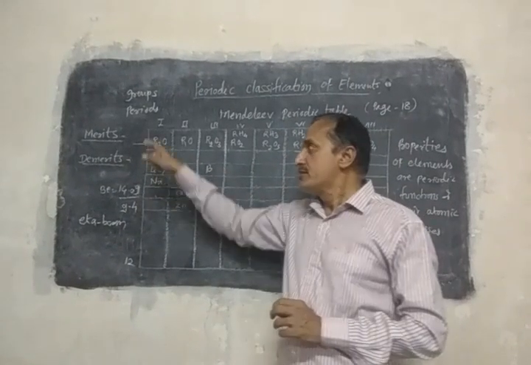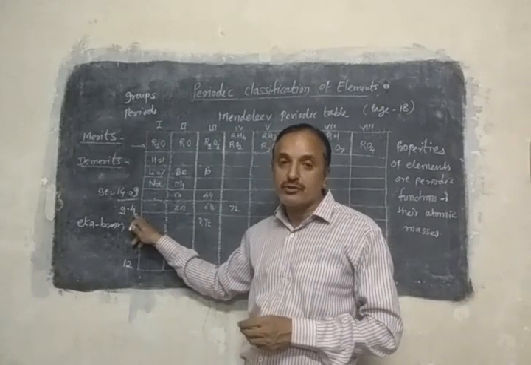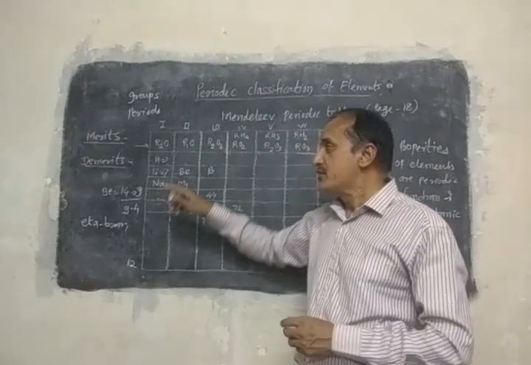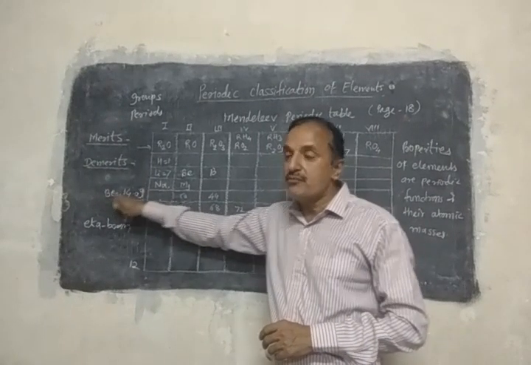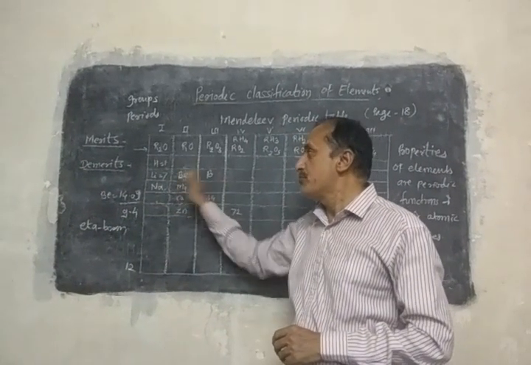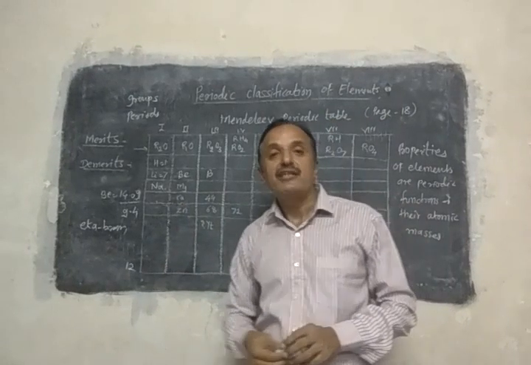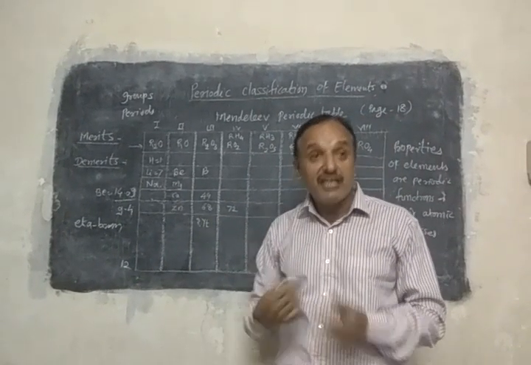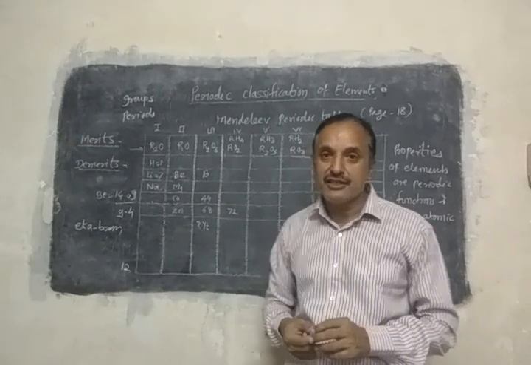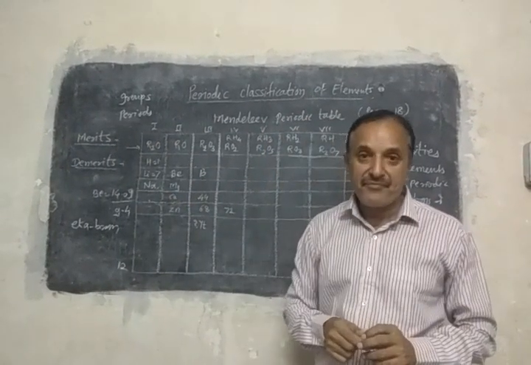But what happened? Mendeleev found that its atomic mass is 9.4. So we got the correct atomic mass number of beryllium. It is 9.4, so it was placed before the boron. So from that table we got information that the atomic mass numbers of elements were cleared and corrected. So that was the second merit of that table.